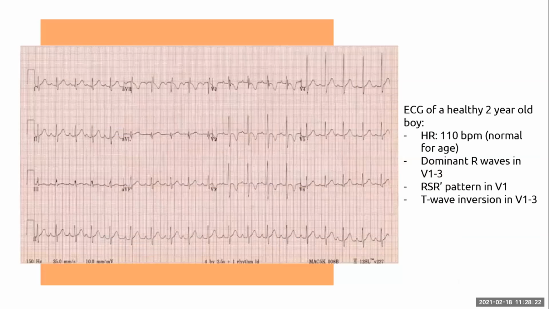So this is the ECG of a healthy 2-year-old boy. You can see the heart rate is 110 beats per minute, which is normal for his age. And then there is a dominant R wave at V1 until V3. And then there is an RSR pattern, and there is also T wave inversion at V1 until V3. So this is a normal ECG for a healthy 2-year-old boy. I think that's all.